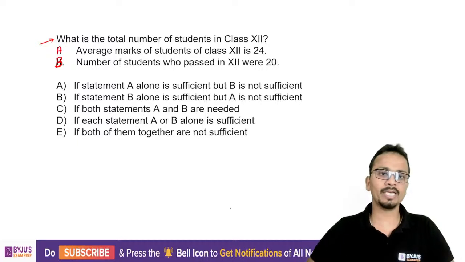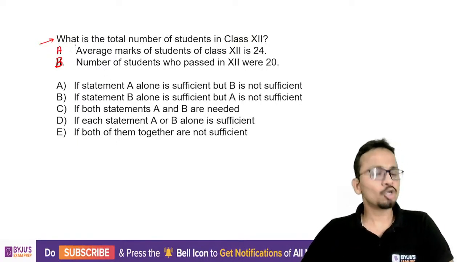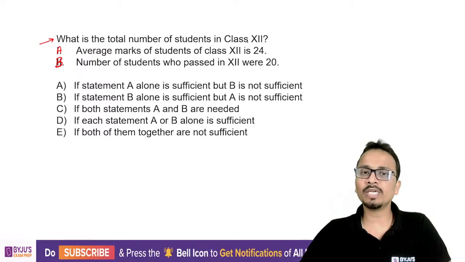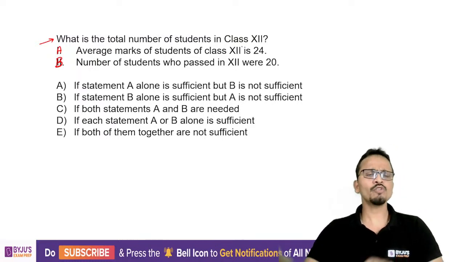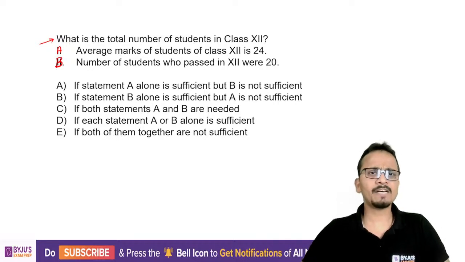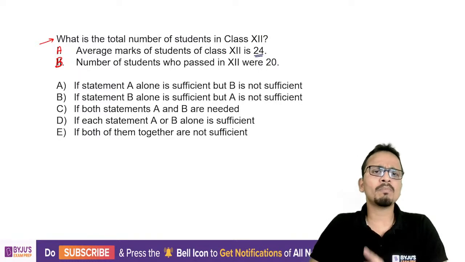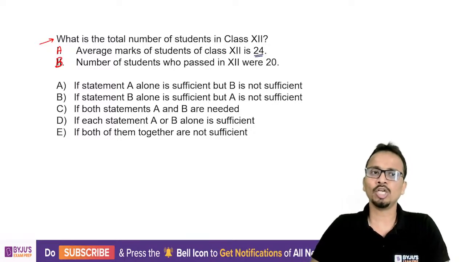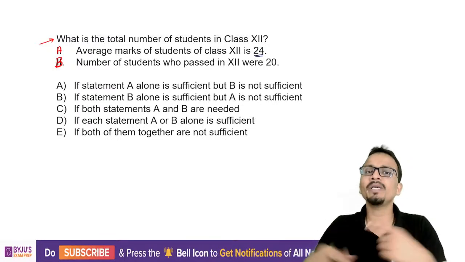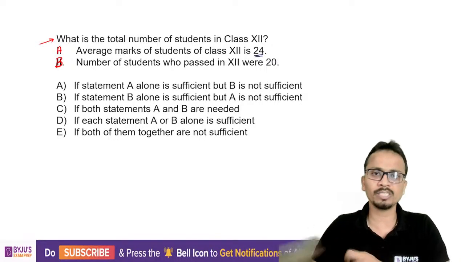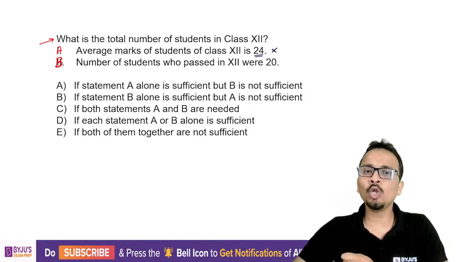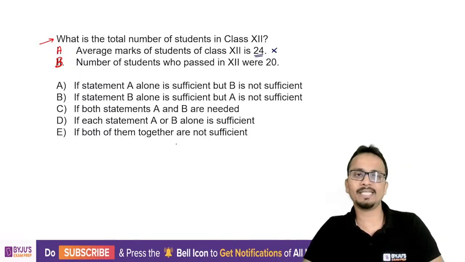All right. Now coming back to this question, the question is, what is the total number of students in class 12? So we have to find out the total number of students. Now first statement alone, if I treat, it gives me the average marks of the students of class 12 as 24. Now they are telling us the average marks of the students, which has nothing to do with the total number of students. So just based on average marks, I'll not be able to get the value of the total number of students. So statement A alone is not sufficient to get the answer.